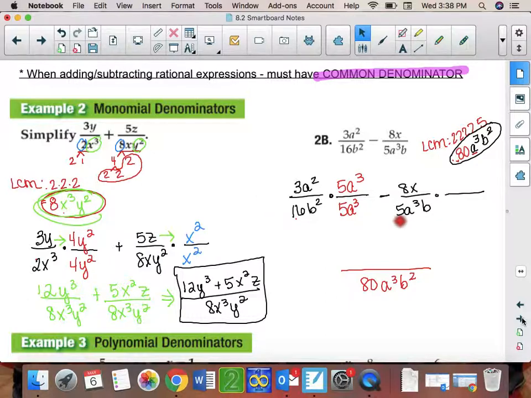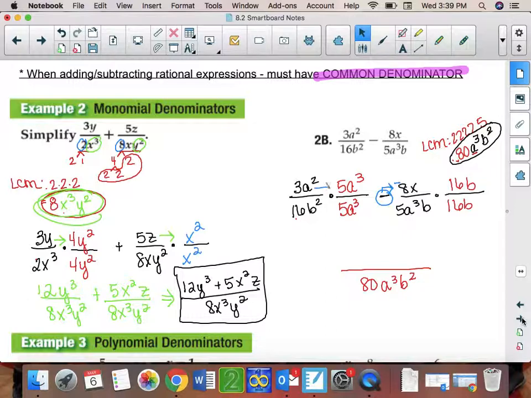Then over here, 5 times what would be 80, and that would be 16. And then I have this a cubed, which already matches that a cubed. I have one b, but I need it to be a b squared, so I need to multiply by another b. So we're going to multiply by 16b top and bottom. Just as a reminder, this is subtraction, so that means it's going in with that 8x right there.